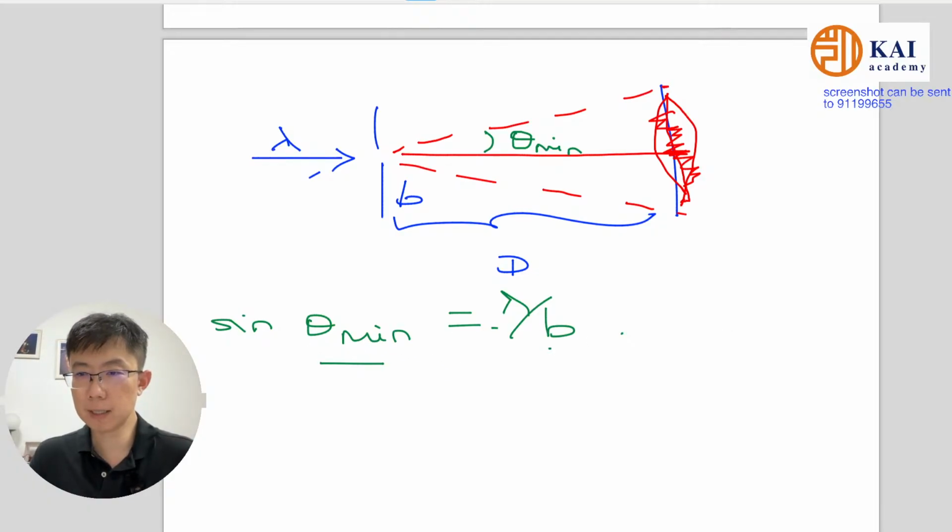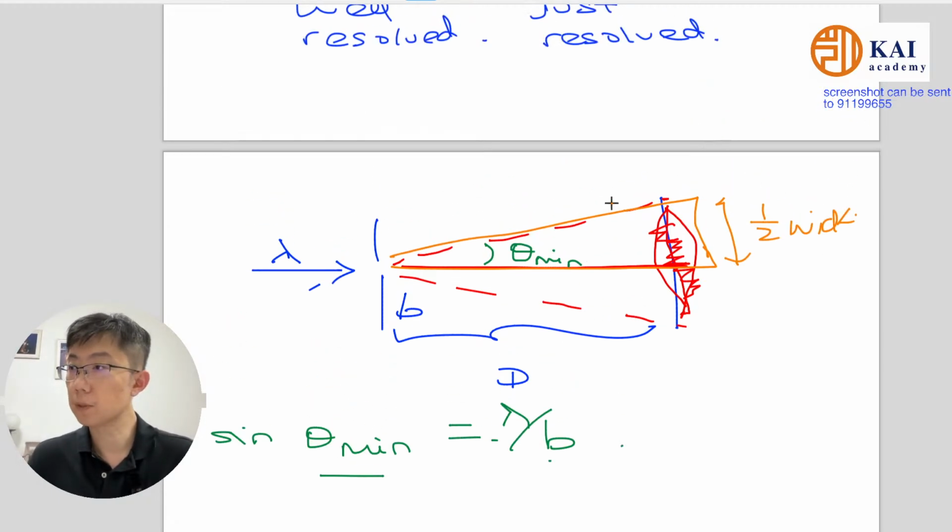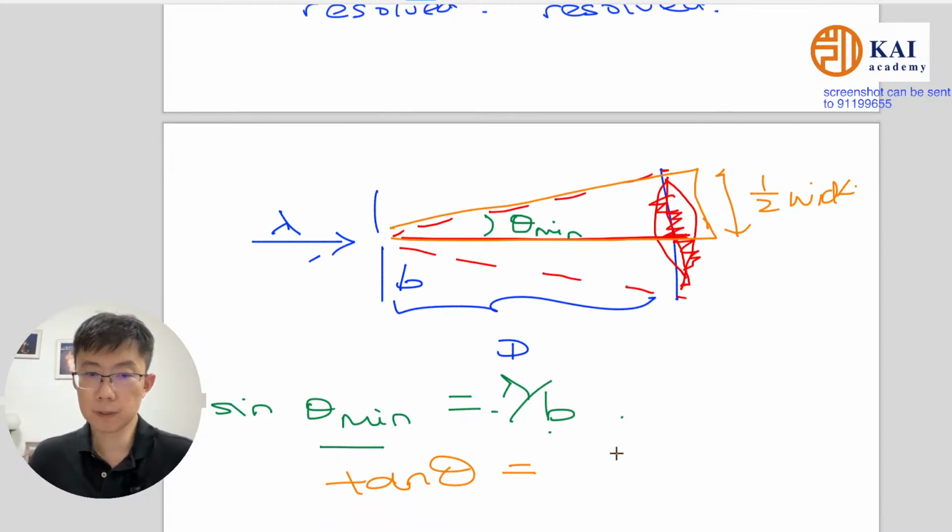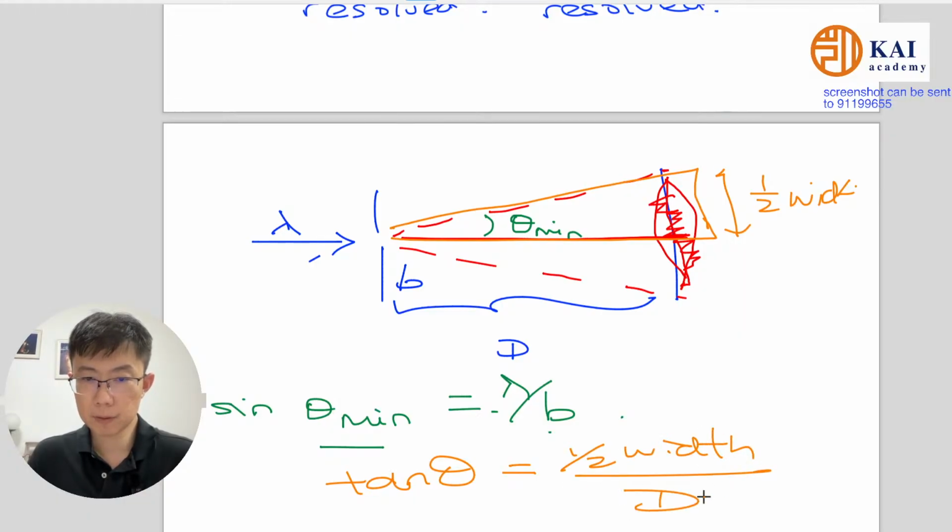Now once you have found the angle theta, observe there is a triangle here that I can perform geometry. So this is actually half the width. Now see, tangent theta is actually opposite over adjacent, so it's half of the width divided by capital D. That's why lambda, b, and D must be given. So then you sub all these values in to calculate for the width of the central bright fringe.